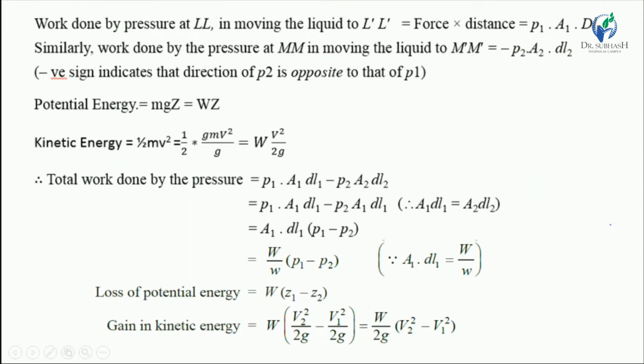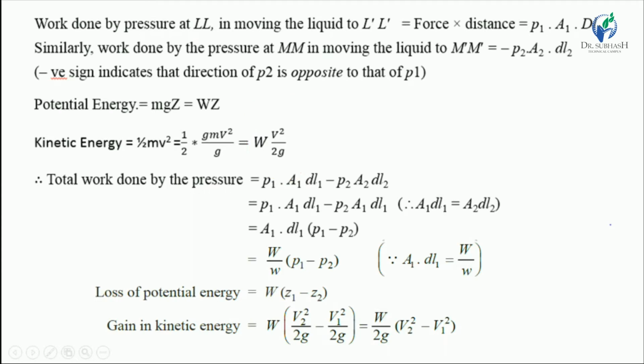Okay. So we can multiply and divide this kinetic energy equation by g. So we get mg v square upon 2g. So mg, we know that, is weight. So the equation becomes weight into v square upon 2g.